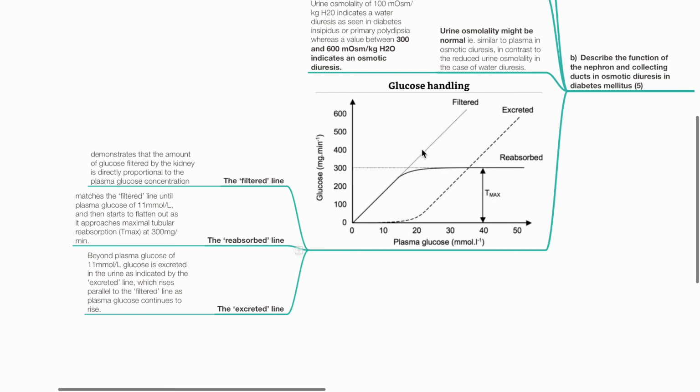The reabsorbed line matches the filtered line until plasma glucose of 11 millimole per liter and then starts to flatten out as it approaches maximal tubular reabsorption, Tmax, at 300 mg per minute. Beyond plasma glucose of 11 millimole per liter, glucose is excreted in the urine as indicated by the excreted line, which rises parallel to the filtered line as plasma glucose continues to rise.